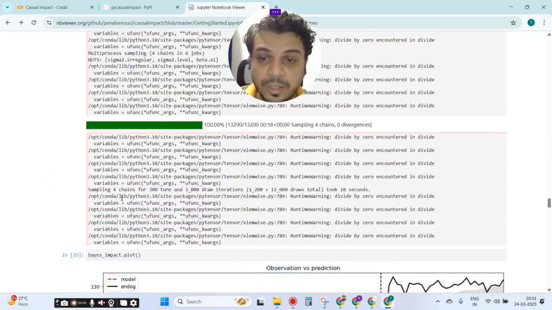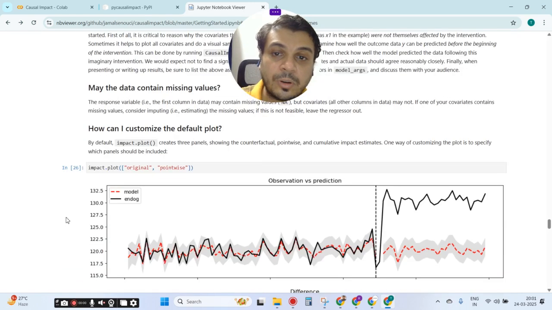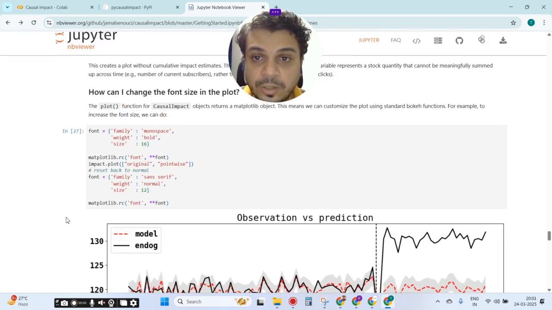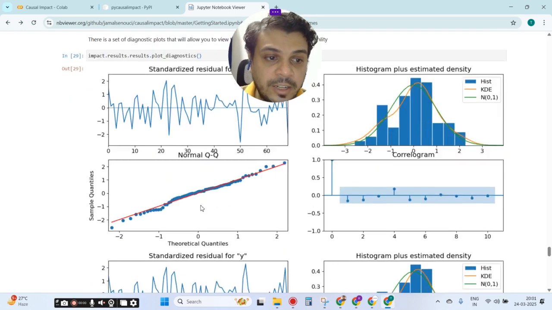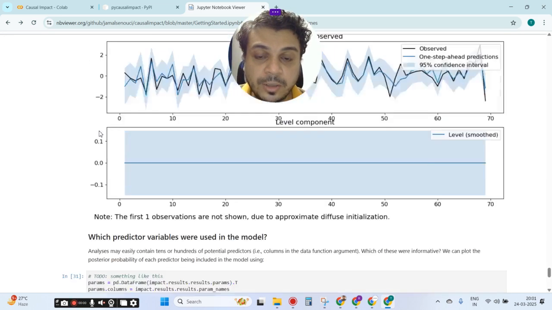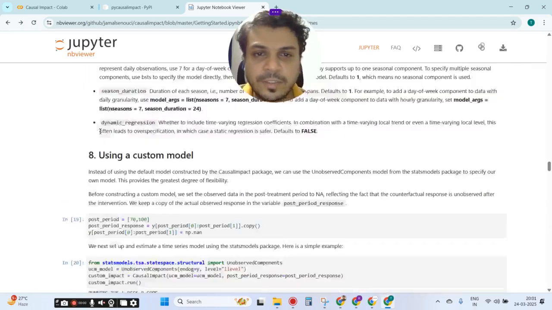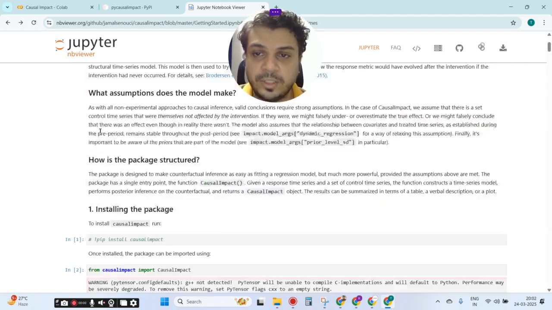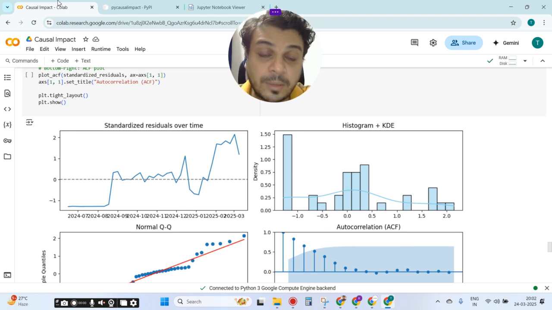And then there's Bayesian inference. These are some important FAQs here that you can also take a look at. This is the validation part that I was just showing you, and then you can also take a look at the components of the output and also which predictor variables we used. So a lot of stuff that you can check, and I think this has got a lot of potential. But some of those assumptions really have to be met for you to be able to do this.